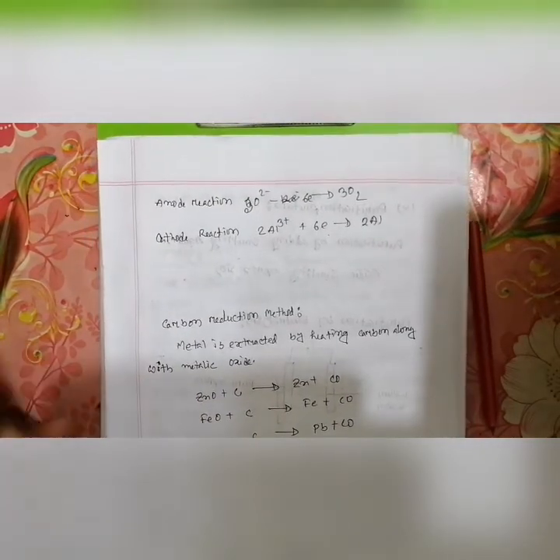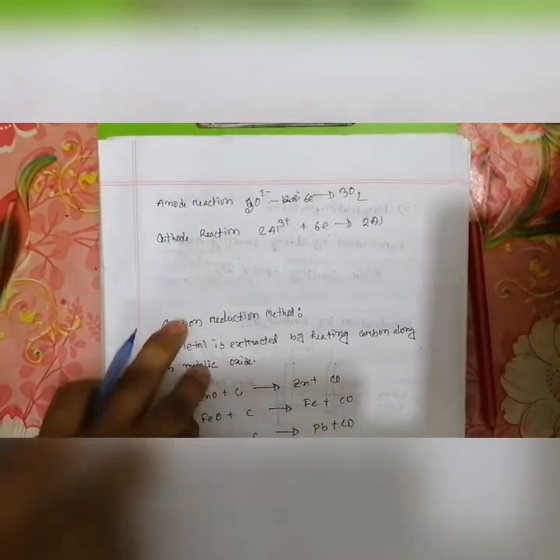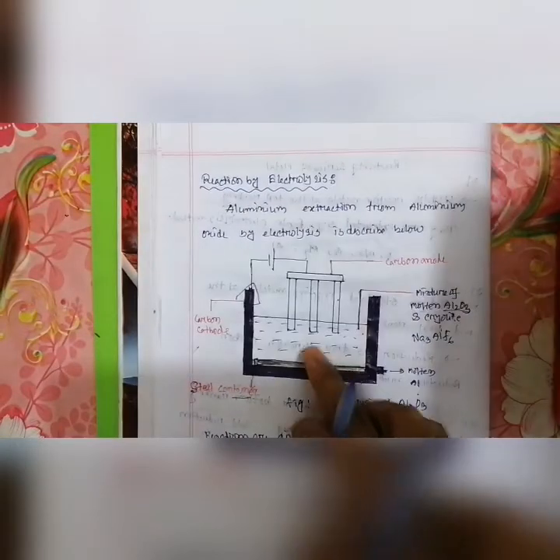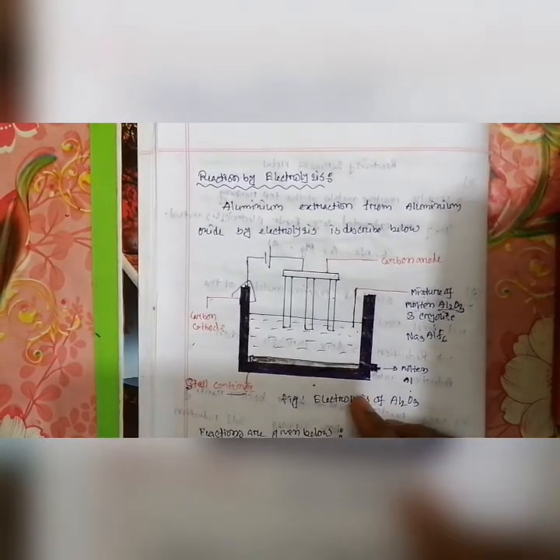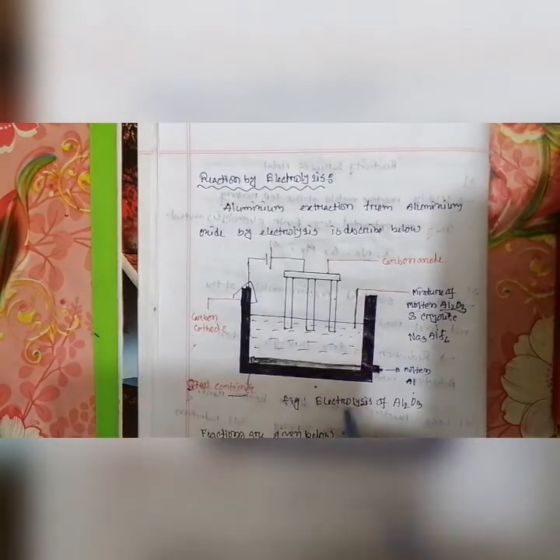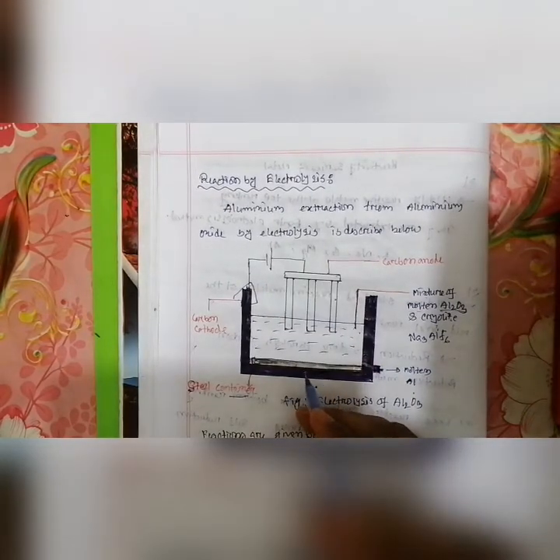Then the steel container with a graphite carbon layer is necessary in this method. The mixture of aluminum oxide and cryolite is taken in the container and some carbon rods are dipped in the mixture in such a way that they do not touch the steel container. Here is the presentation of this figure. The steel container is connected with the negative terminal of the cell and battery.